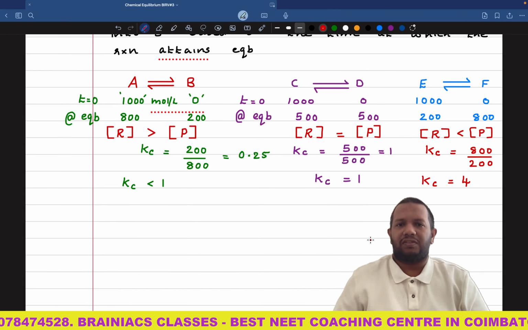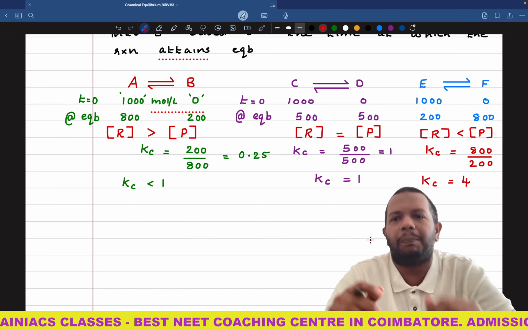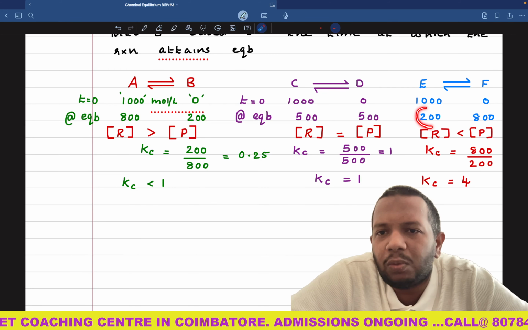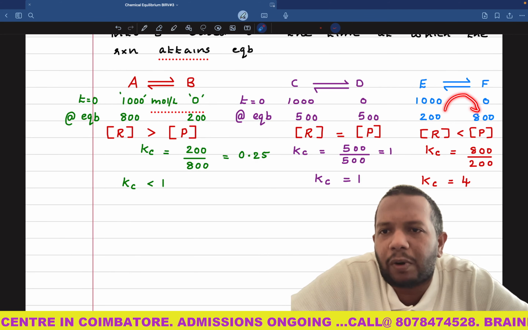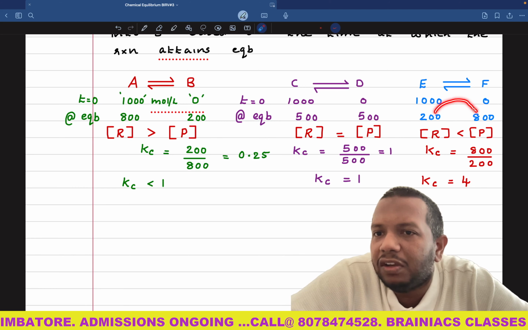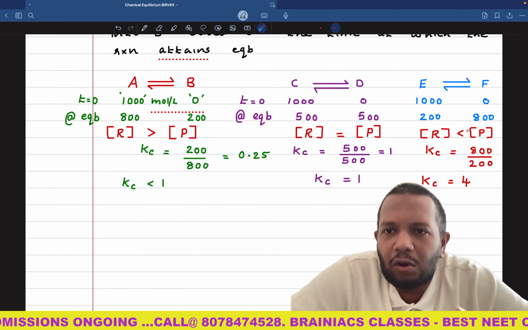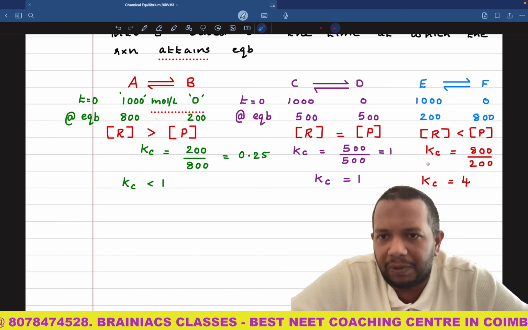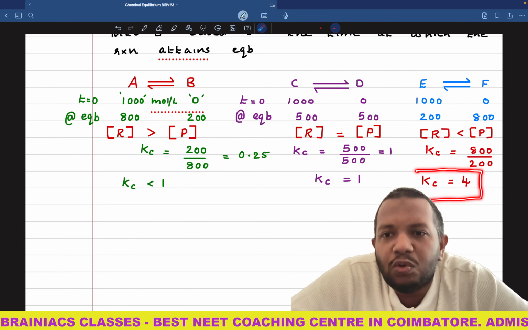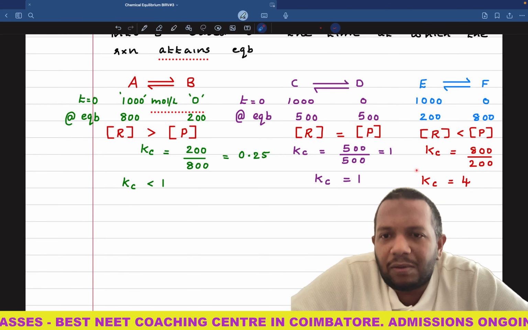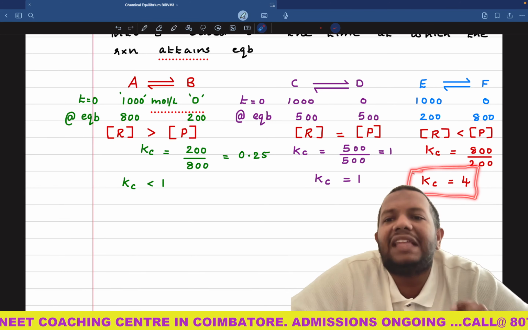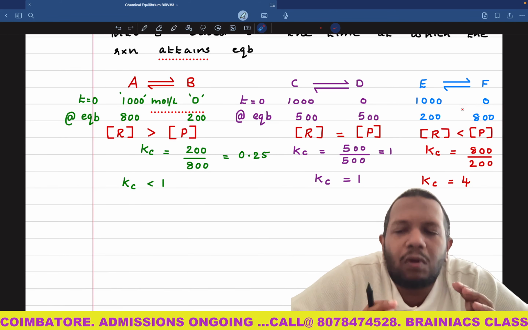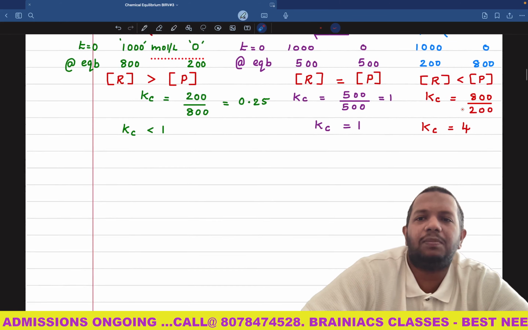Now you might have understood which reaction goes to completion almost. If you see the last type of reaction, only 200 units are remaining, all converted to product, or I can say it has almost gone to completion. So in those reactions where products are more, the reaction almost goes to completion, and for them the Kc value will be very high. Whichever has the highest Kc value, the products are very much more, and the reaction has almost gone to completion.